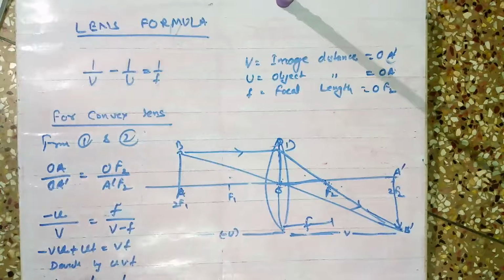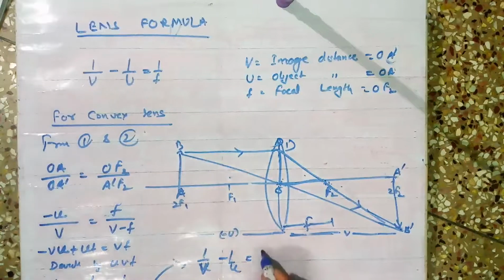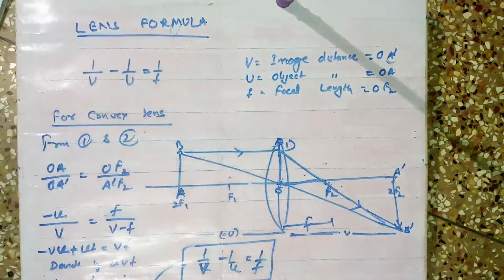Take 1 by F this side. Here I'll write, may not be visible. 1 by V as usual, 1 by U take this side. 1 by V minus 1 by U is equal to 1 by F. That side will go positive, 1 by F. That is the formula finally derived. Clear? This is for convex lens, the lens formula derivation.